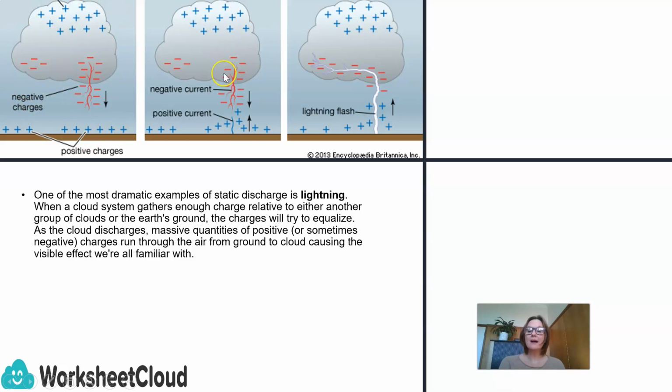And as the cloud discharges the massive quantities of positive or sometimes even negative charges, these charges run through the air from the ground to the cloud, causing a visible effect we all are familiar with, and it creates a lightning flash. So the negative charges are attracted to the positive charges on the ground and a lightning flash occurs.